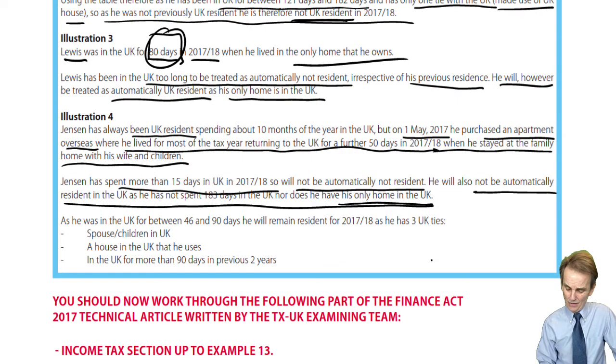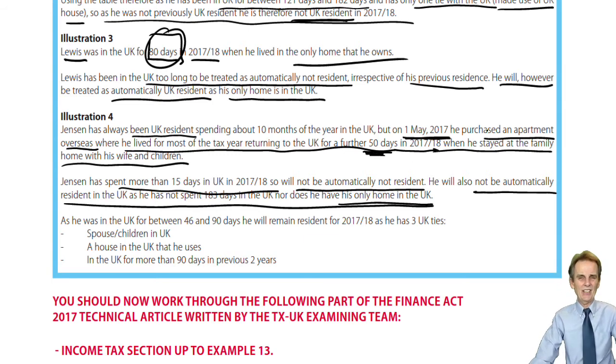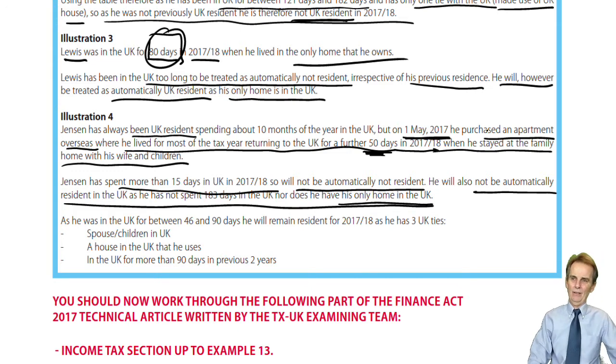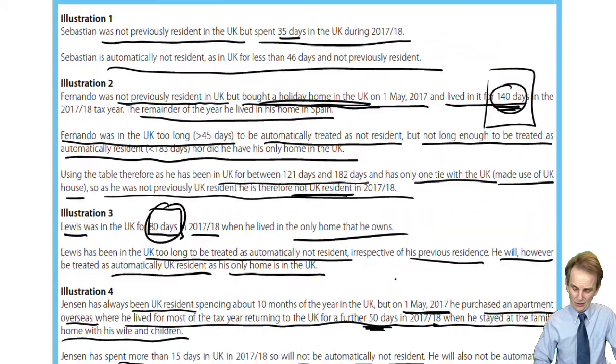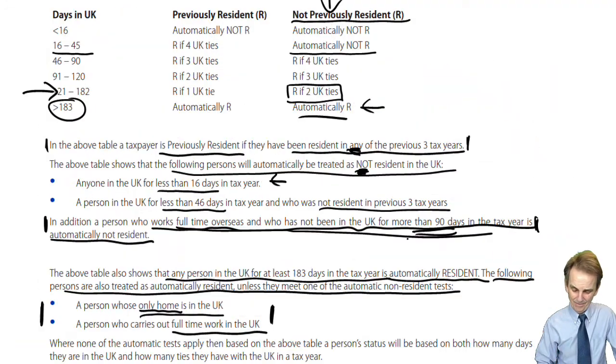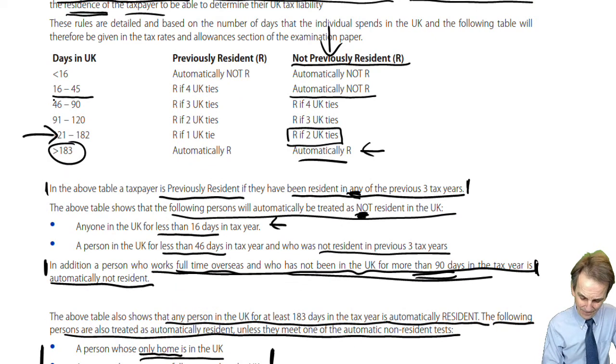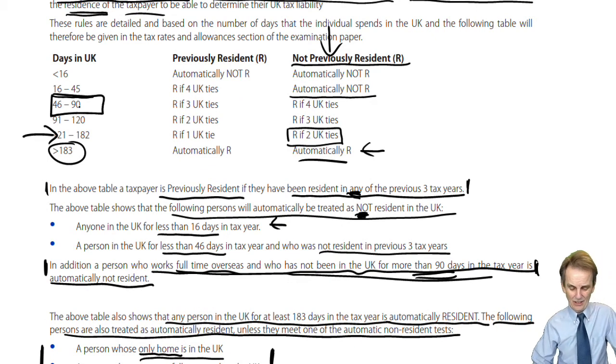Now, if we look at the information there, on the 1st of May 17, he purchased an apartment. So he'd been in there since the 6th of April in the UK, and then for a further 50 days. Well, 30 days in April, 6, so we're talking about another 24 days, so about 74 days-ish. So what category does that put him in? Between 46 and 90 days. Let's just go back and remind you of that table. There we go. That is the category he is in.